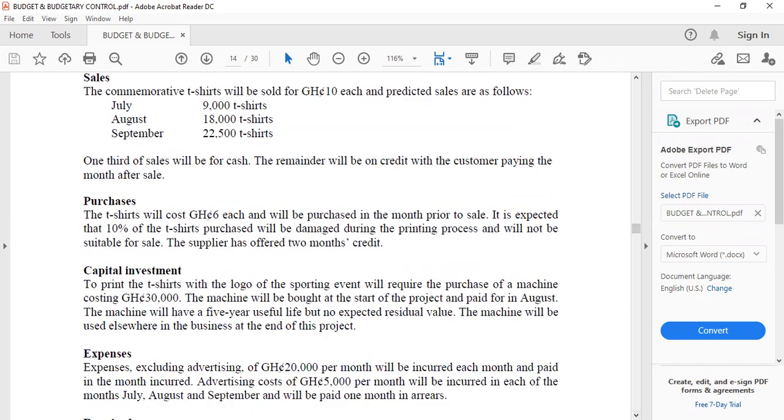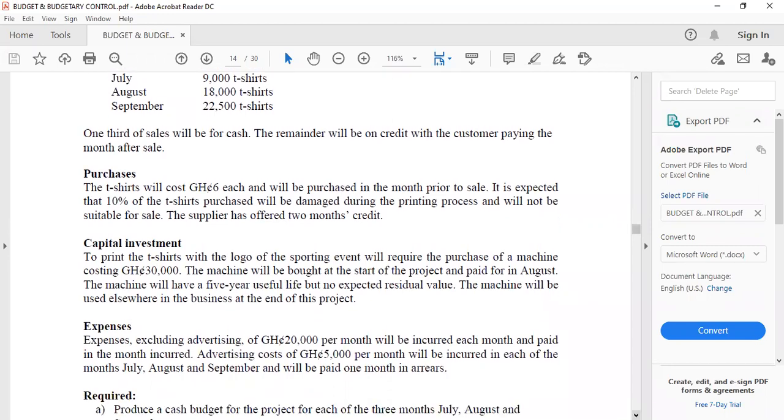To print the T-shirt with the logo of the sporting event will require the purchase of a machine costing 30,000. The machine will be bought at the start of the project and paid for in August. The machine will have a 5-year useful life, but no expected residual value. The machine will be used elsewhere in the business at the end of this project. Okay.